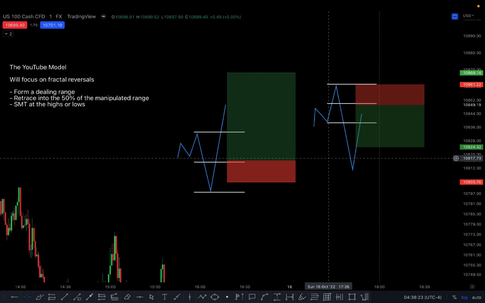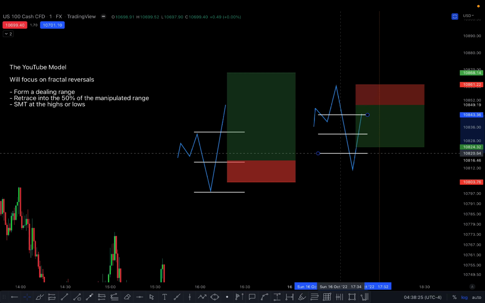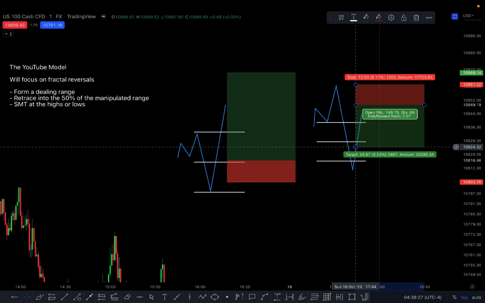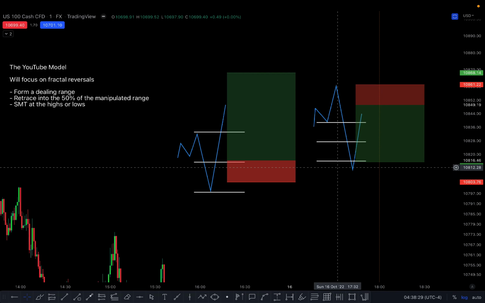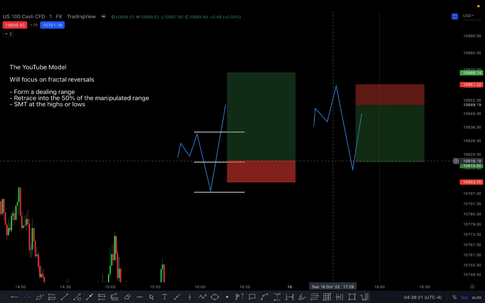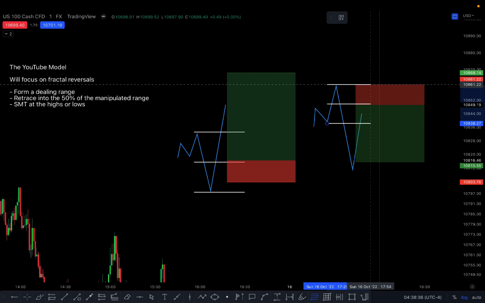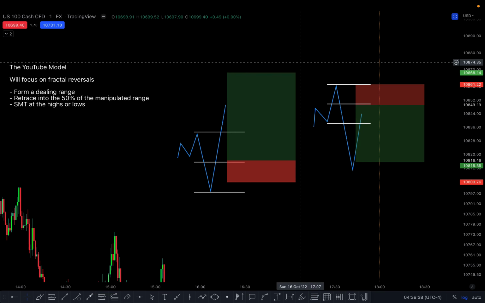Your take profit is obviously going to be one standard deviation, something like that. That's what your take profit is going to look like. Keep it simple, nice and simple. That is how you're going to be looking at things.